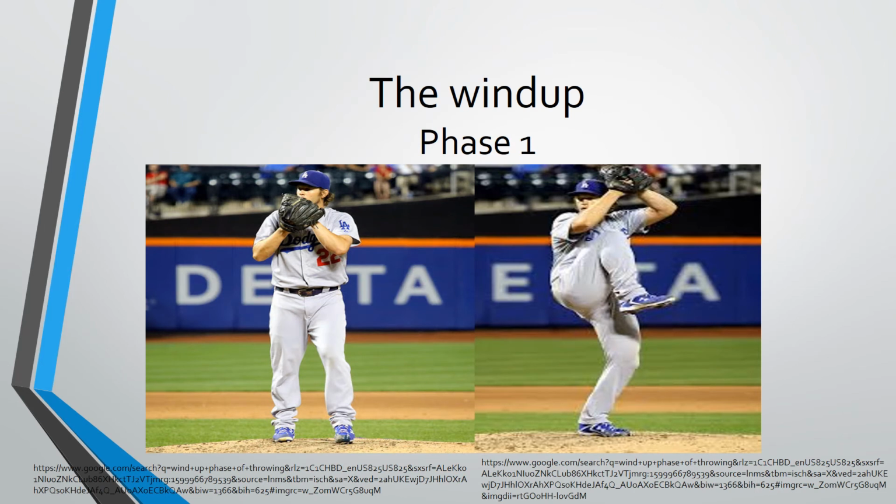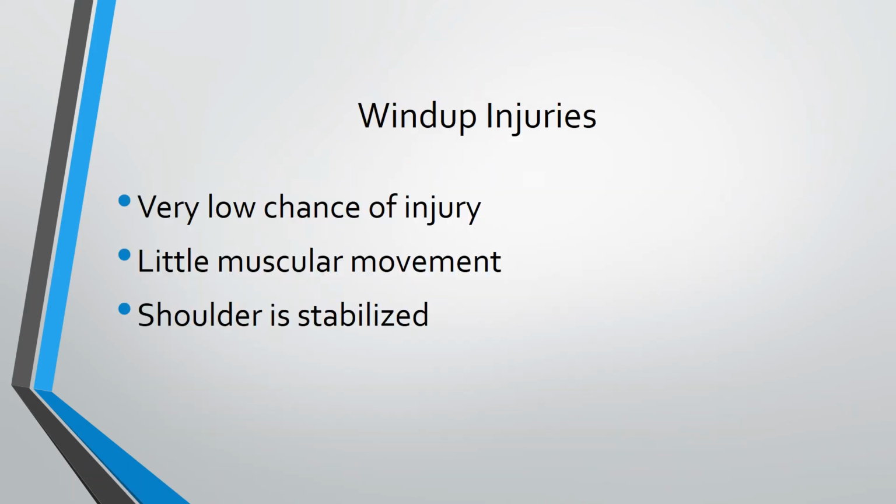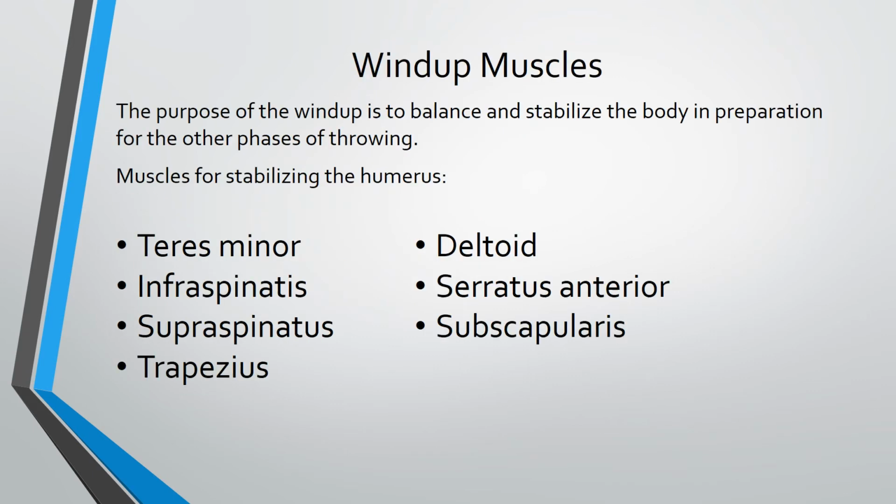The first phase of throwing mechanism is the wind-up. It has a very low chance of injury with little muscular movement, and the shoulder is typically stabilized. Wind-up muscles include the teres minor, infraspinatus, supraspinatus, trapezius, deltoid, serratus anterior, and subscapularis. The purpose of the wind-up is to balance and stabilize the body in preparation for the other phases of throwing.